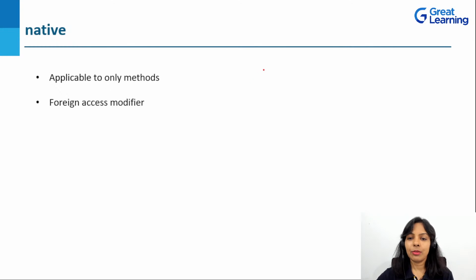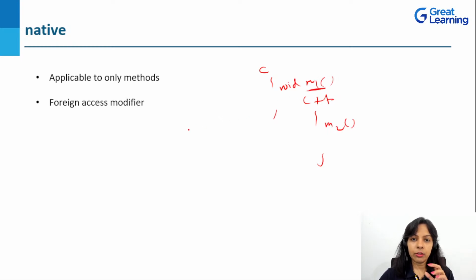Suppose in C language or in C++ language, you have defined a certain method. You have defined method M1. And here also suppose some method M2 you have defined. You want to make use of this M1 in your Java code in the current project. So in that case, you have to use native void M1, getting it?